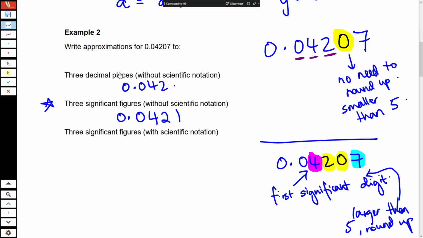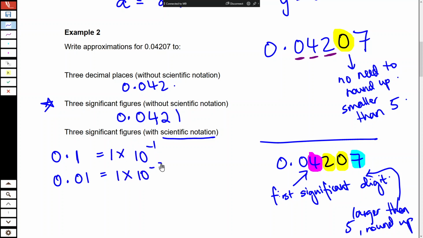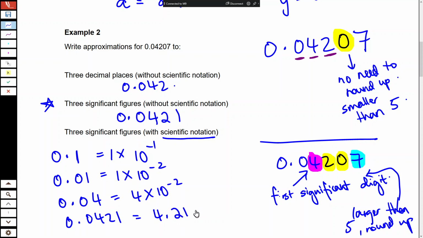Okay, last one, scientific notation. Maybe I'll just do this one for you. So just a reminder, 0.1 is 10 to the minus 1. 0.01 is 10 to the minus 2. Hence, if I have 0.04, that's 4 by 10 to the minus 2. And if I want to add more digits, I add them to the decimal component after 4. Okay, so that's our answer there.